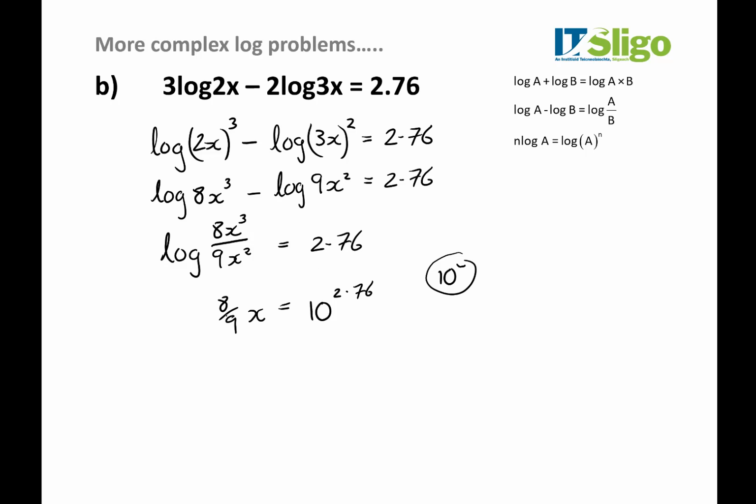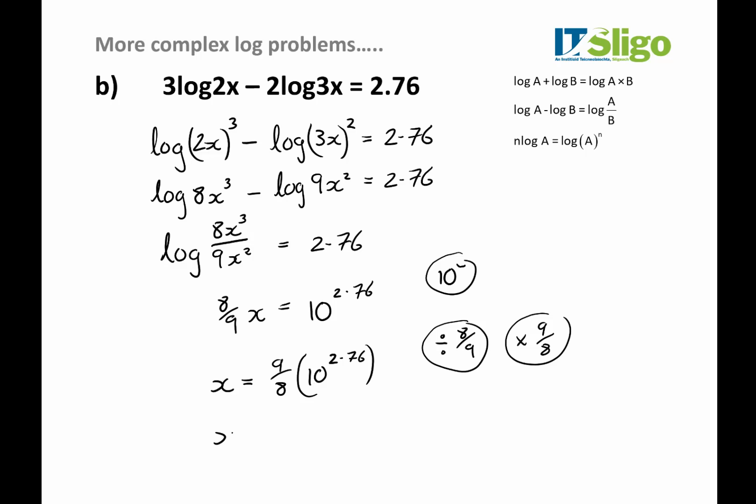Now we just want to get rid of the 8 over 9. We're going to divide both sides by 8 over 9. But remember, when you divide by a fraction, it's the same as multiplying by its reciprocal. So we can now multiply the right hand side by 9 over 8. Again, you could divide the right hand side by 8 over 9, but you will mathematically end up with this. It'll just take a step or two longer.